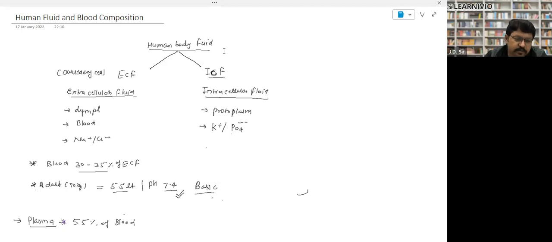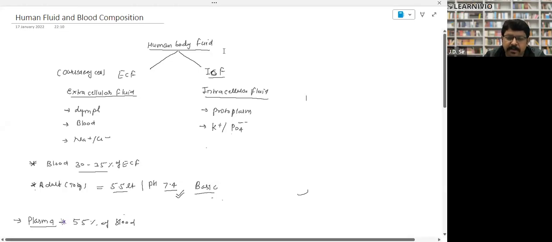And ICF. So what are the ECF and ICF? First, let's talk about the ECF, extracellular fluid. Extracellular fluid is that fluid which is present outside of our cell body. Fine. So outside of the cell body, there is lymph. We have discussed a bit about the lymph in the animal tissue part, right?